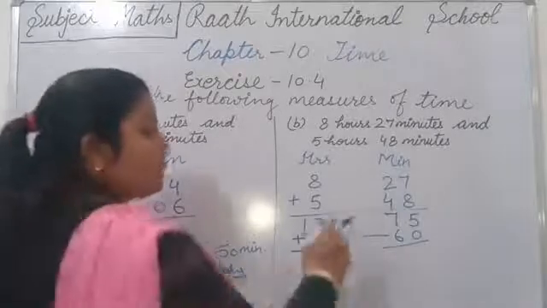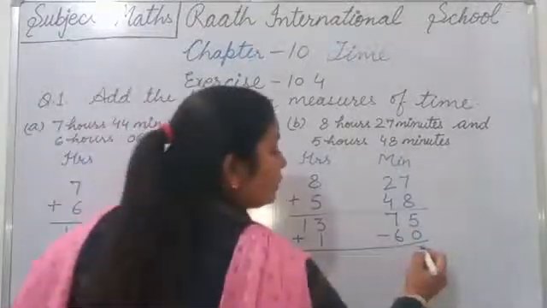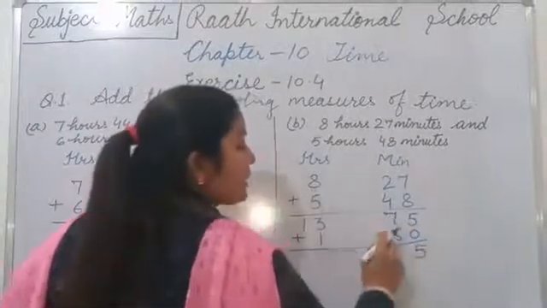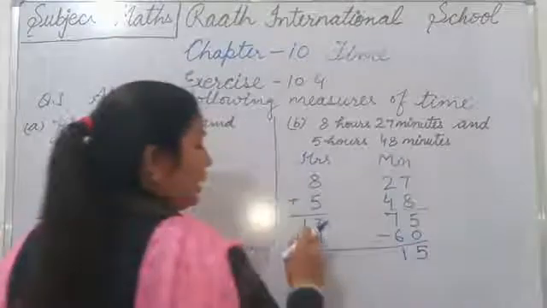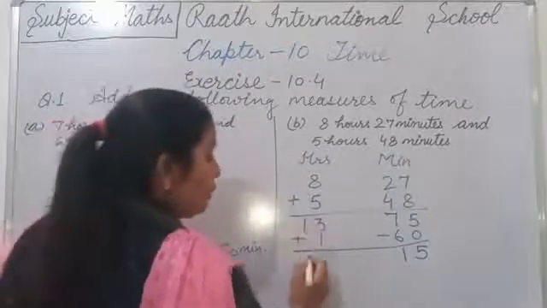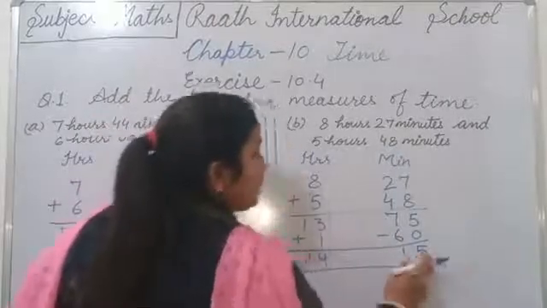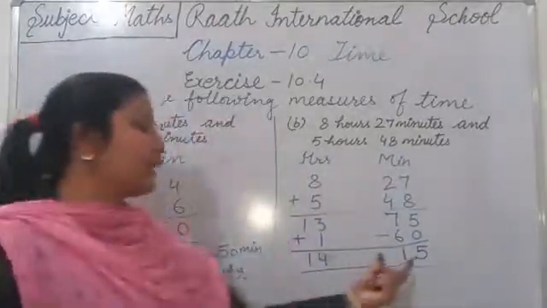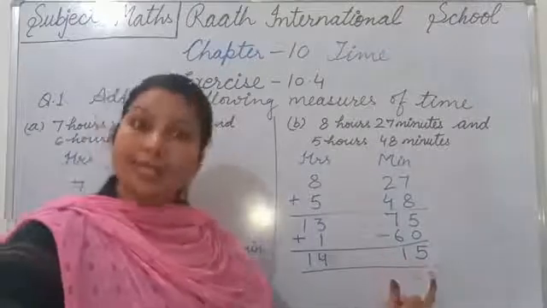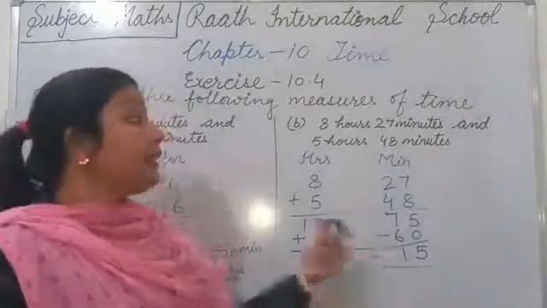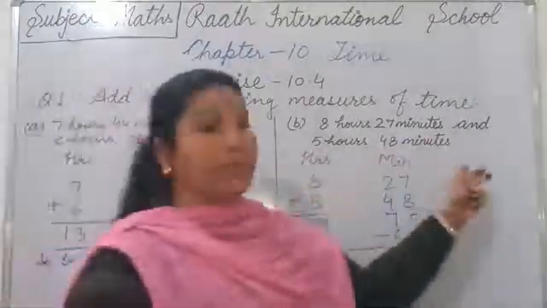Now we do 75 minus 60 is 15, and here we do 13 plus 1 is 14. So our final answer is 14 hours and 15 minutes. Now you can see that it is less than 60. In D part you have hours, minutes and seconds also.